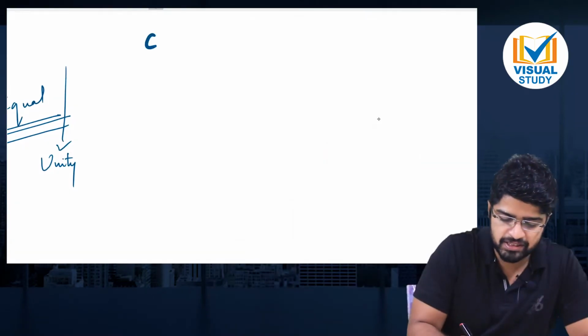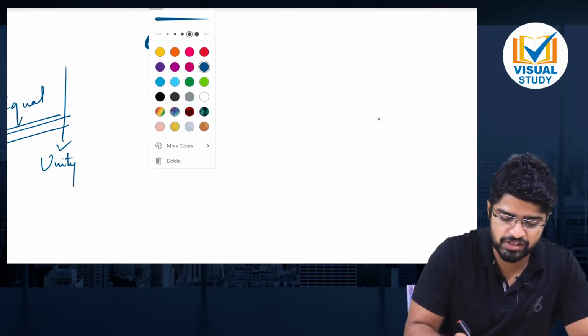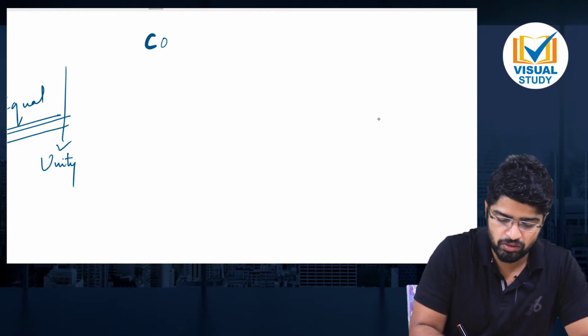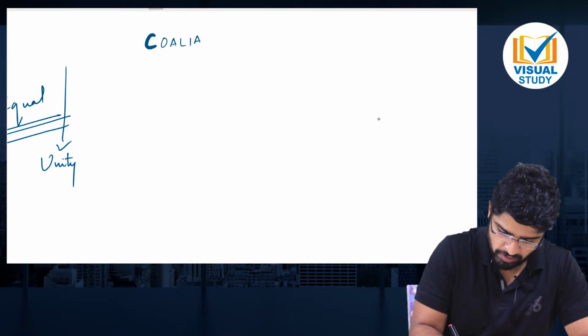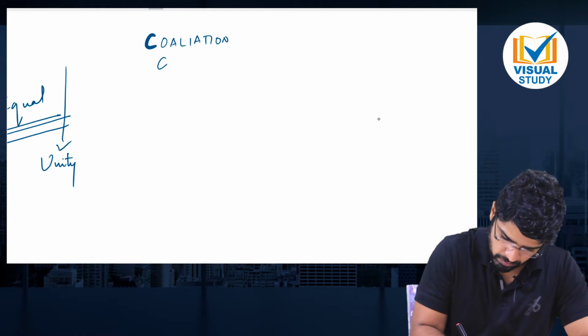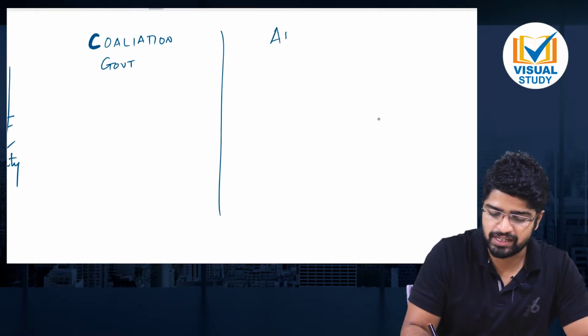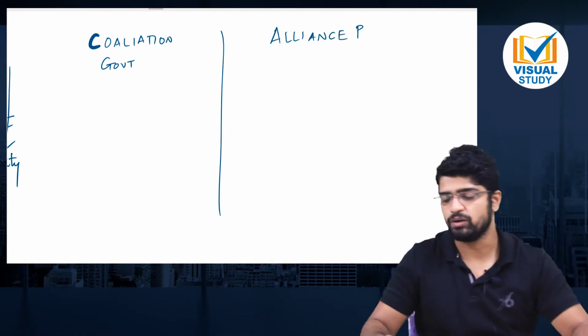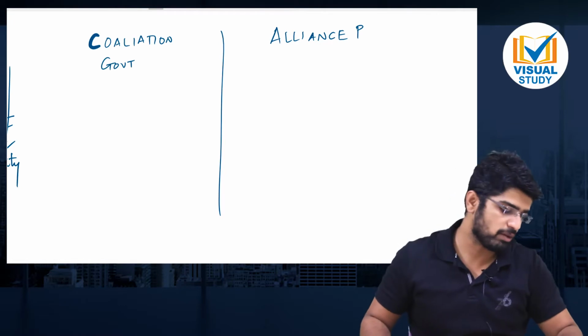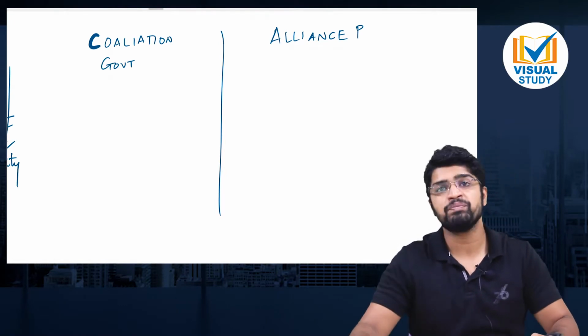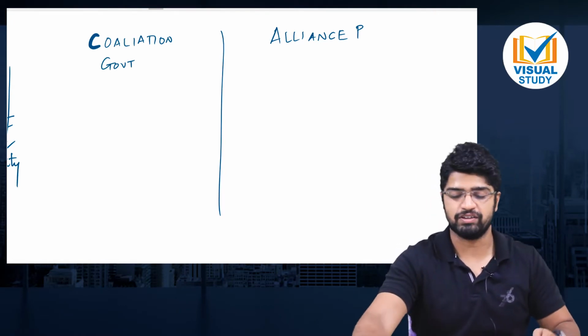The first thing that we have is a coalition government, and number two is the alliance partners. What is the meaning of coalition government and what is the meaning of alliance? Just pay attention to this concept very well.